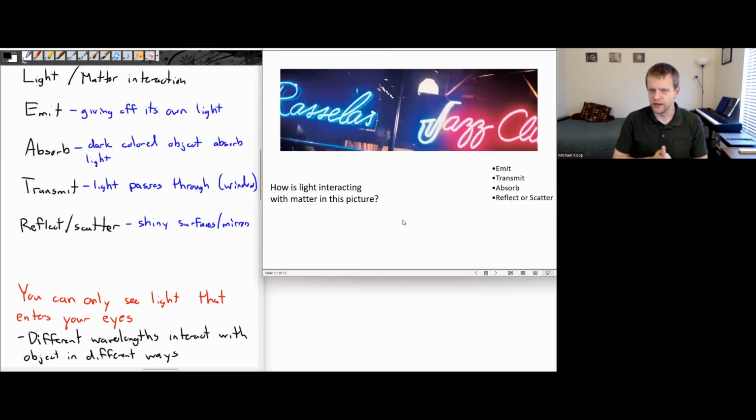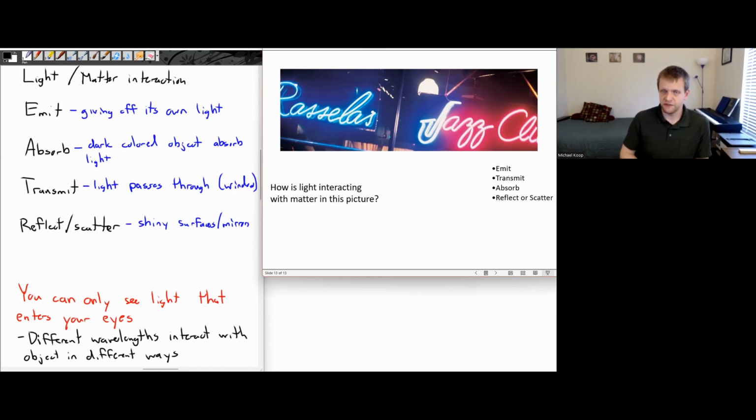Let's take one last one. How is light interacting with matter in this picture? Well, these neon lights are running an electrical current through some gases, and that excites them and causes them to actually give off their own light. So these signs are actually emitting their own light. There's also some glass panes in here, and the light must be able to transmit through those glass panes or through the glass tubing of the neon lights in order to actually reach our eyes.